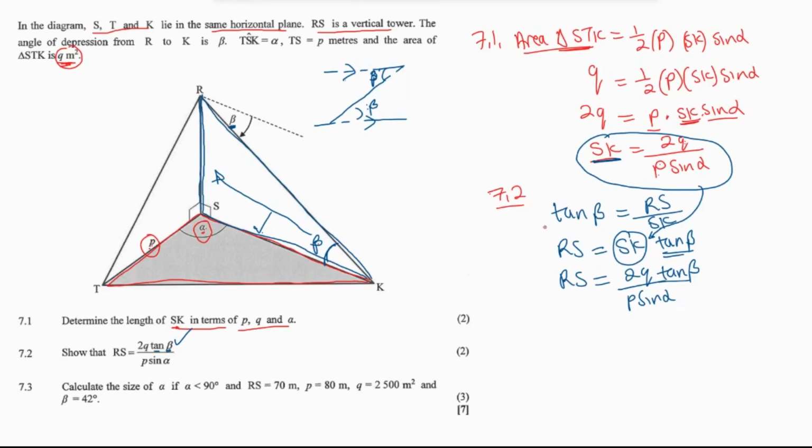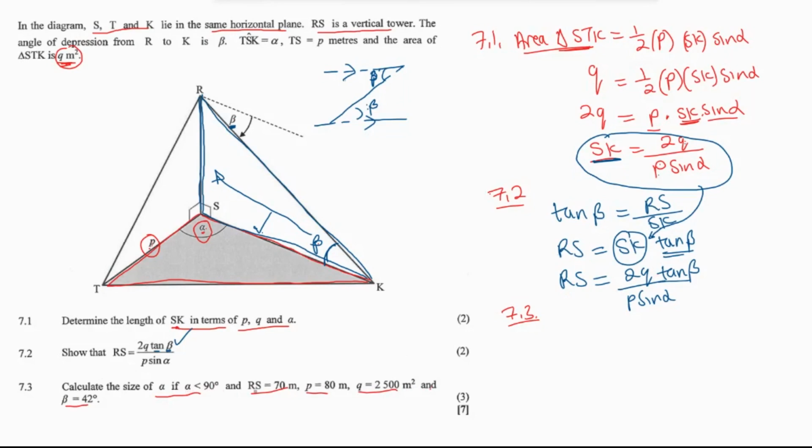And then 7.3. Calculate the size of alpha, if alpha is less than 90 degrees. RS is 70 meters, P is 80 meters, Q is 2,500 square meters, and beta is 42 degrees. So it's just a matter of substituting here.